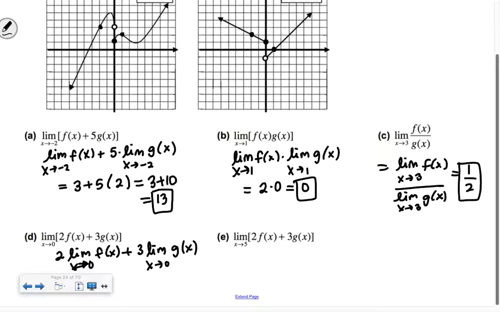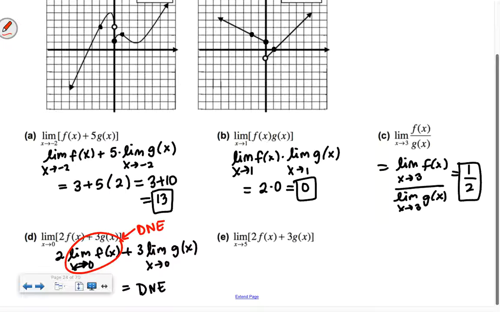All right, so I get 2 times the limit as x goes to 0 of f of x. That does not exist, right? So what do we write for the whole thing? Does not exist, because this part right here did not exist. So we don't have to do the rest of the problem. We just say it does not exist.